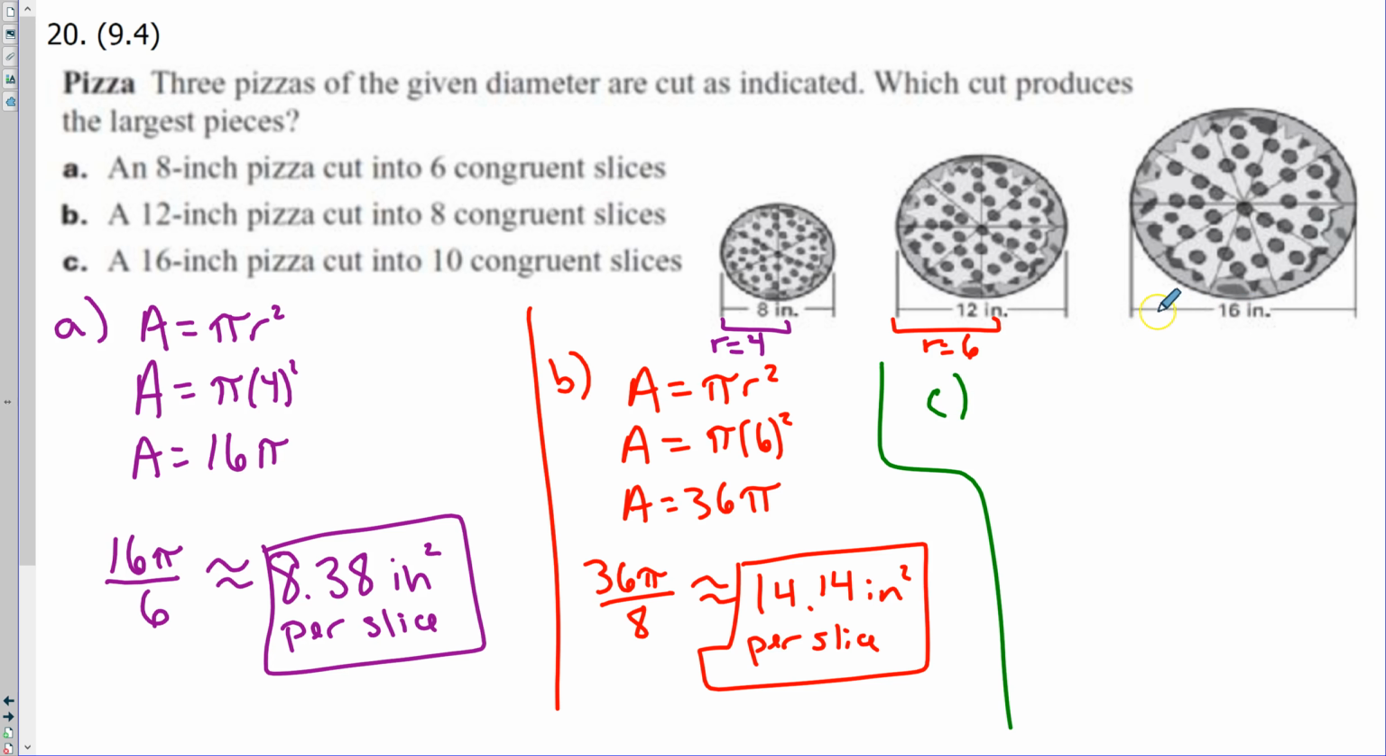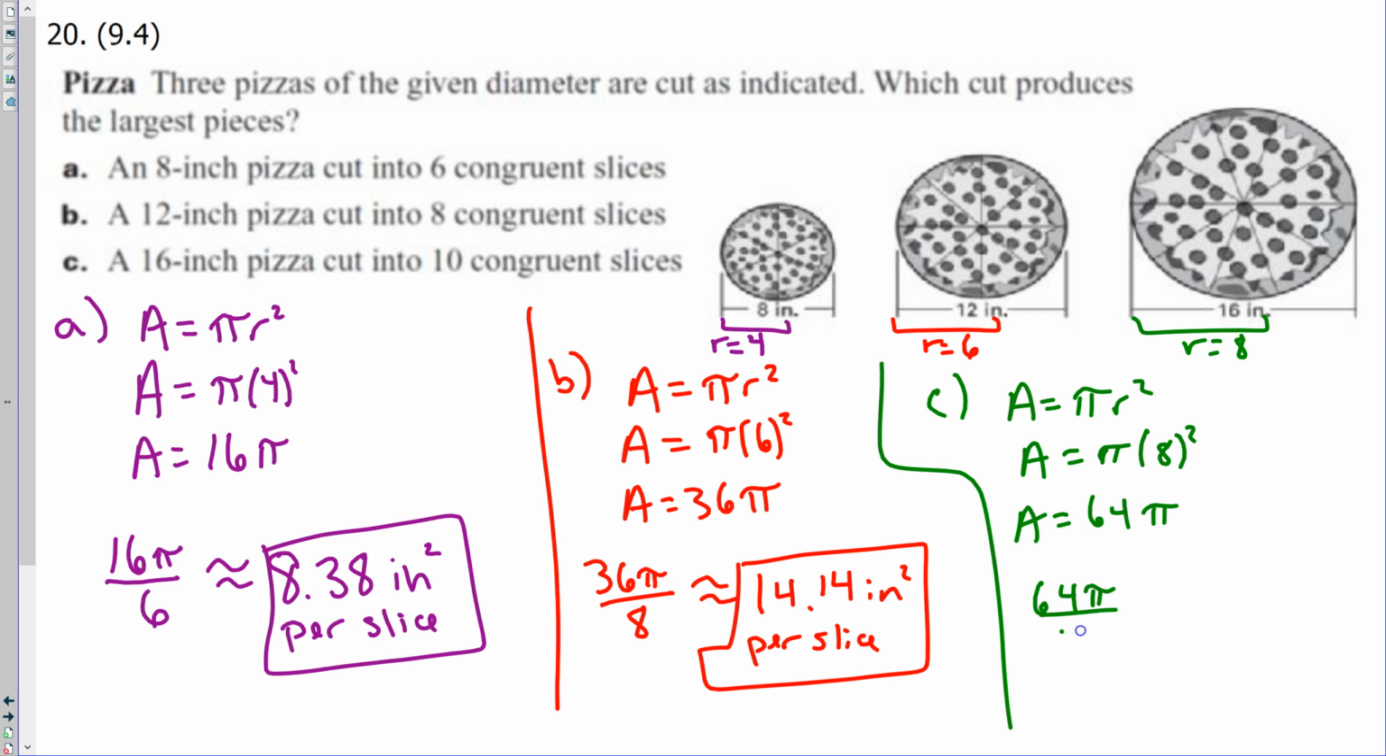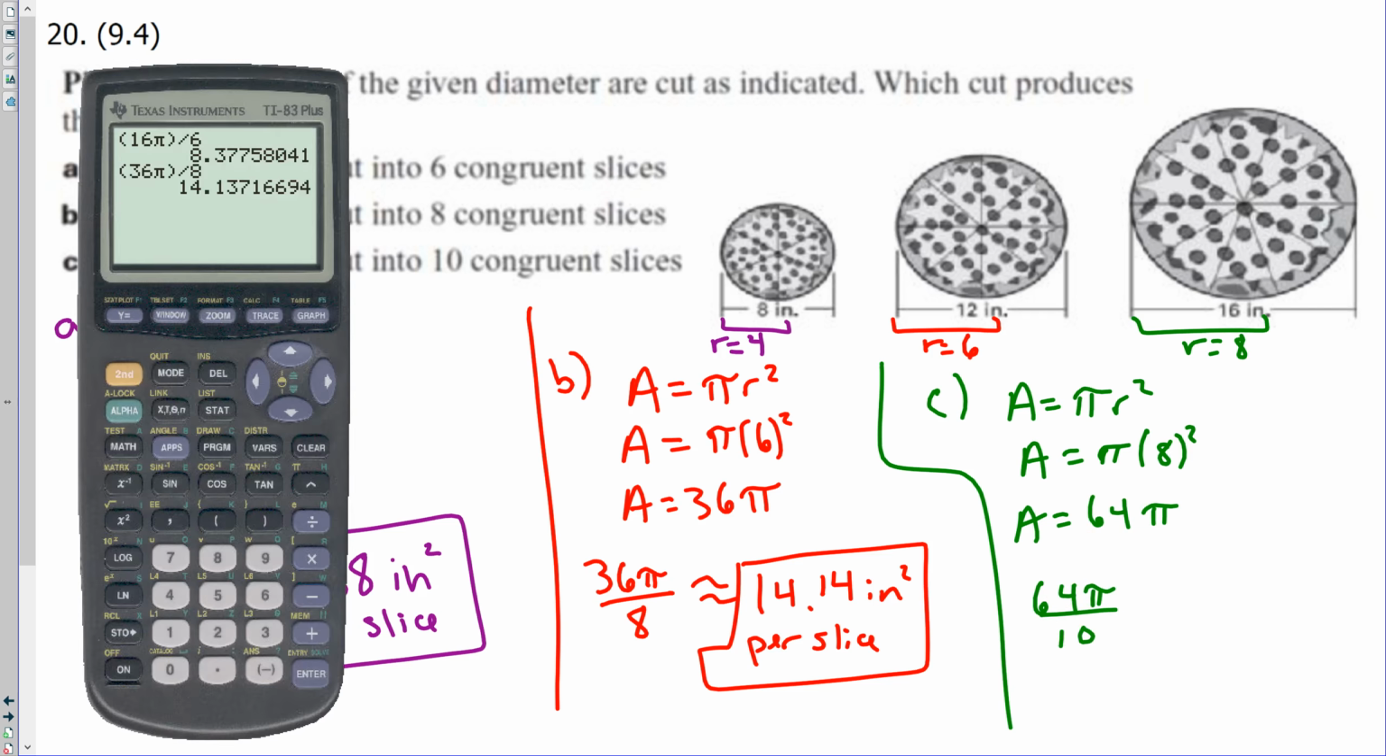And then we'll do the 16-inch. So 16-inch here. Half of that will be our radius. First calculate the area of the circle, pi r squared. Plugging in the radius, which we said was 8. Squaring 8 is 64 times pi. And then I need to divide by the number of slices. This time there are 10 slices. 64 pi divided by 10.